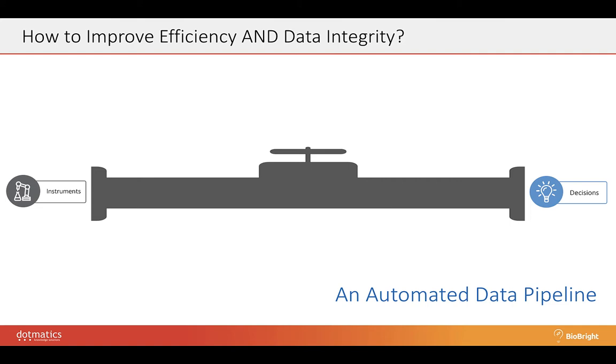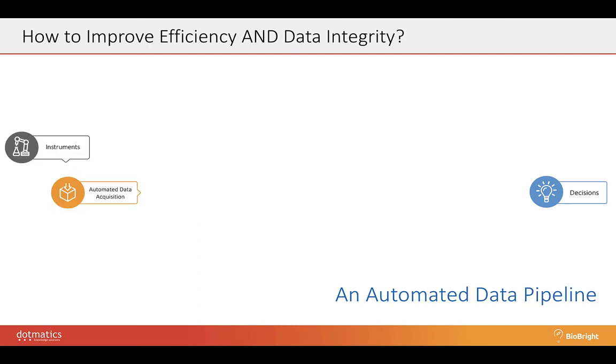So let's start with just the instrument data. Imagine, as it shows on the screen, that we had a fully automated data pipeline, that we could feed instrument data into one end, turn on the tap, and out the other end would come fully formed decisions. Obviously, this is somewhat wishful thinking at this point, but we can at least break it down into steps so that we can start making progress.